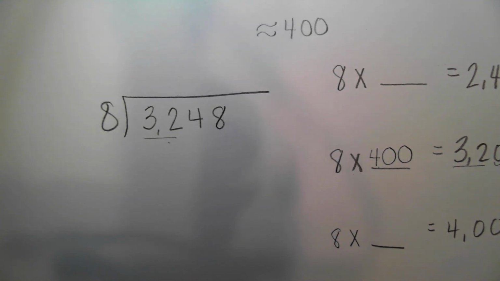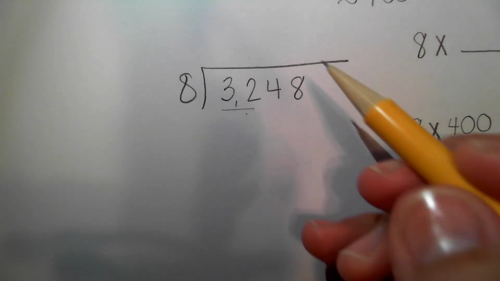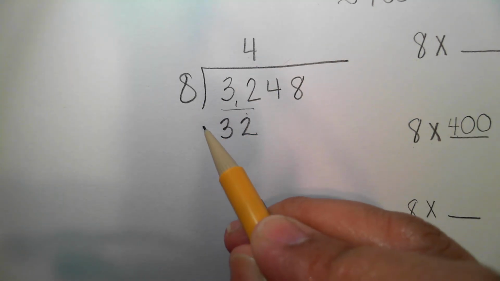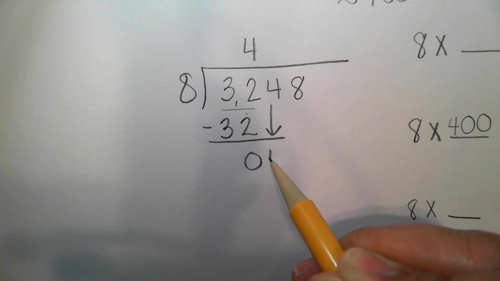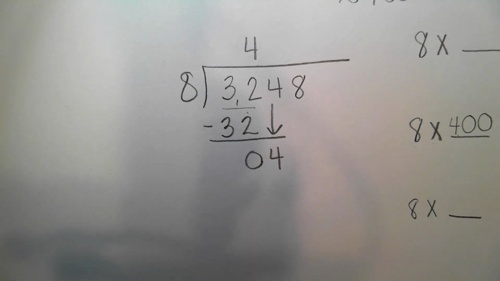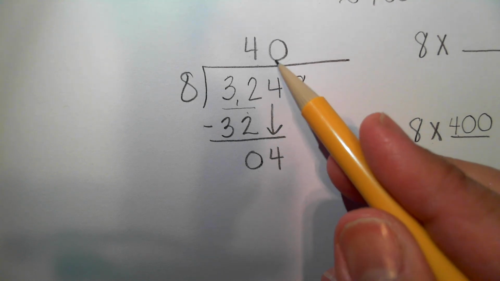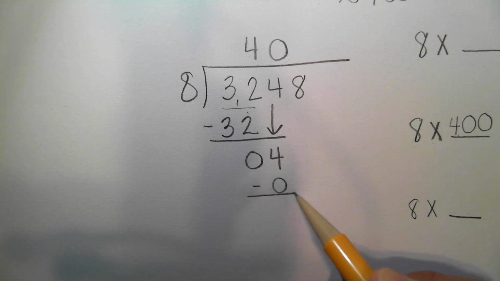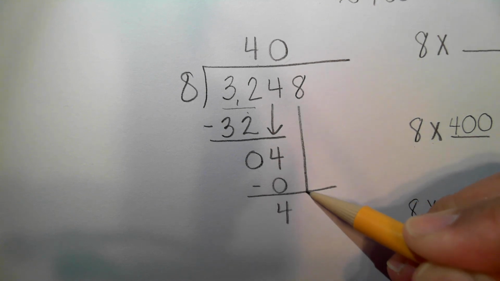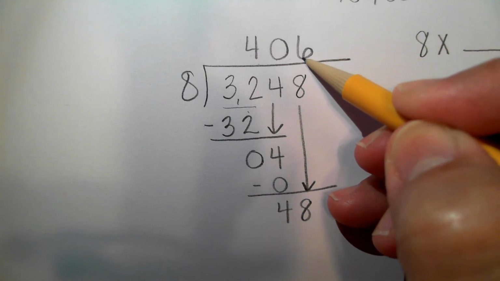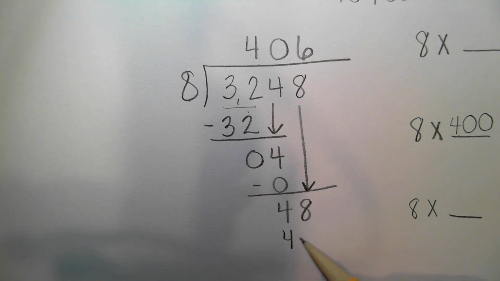Let's see if we hit our goal. Here we go. 32 divided by 8 is 4. 4 times 8 is 32. Subtract, bring down the 4. We ran into a little bit of a snag here because 4 is less than 8 and I cannot divide that, but I could put a place value holder here and say 0 times 8 is 0. Subtract, get a 4, and now I can properly bring this 8 down and say 48 divided by 8 is 6. 6 times 8 is 48. Subtract, and I get a 0.